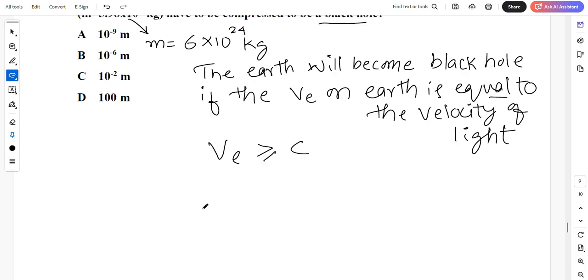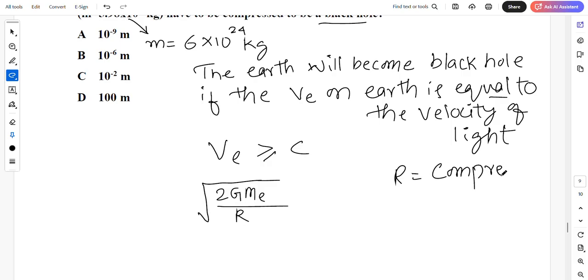Understood? What is the formula for escape velocity? That is nothing but 2 G M E by r. Do not write down r. What is r? r is nothing but the compressed radius here, the compressed radius that they are asking. Where c is the velocity of light. So escape velocity is the square root of 2 G M E divided by r, where r is the compressed radius. In the limiting case I can take this as C.